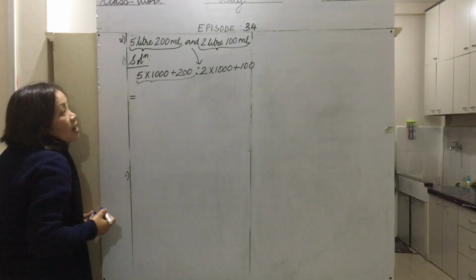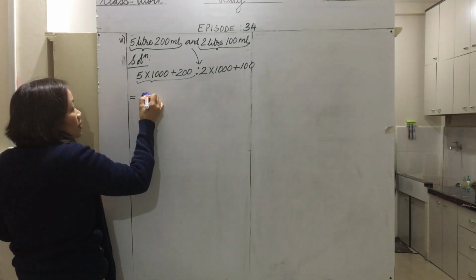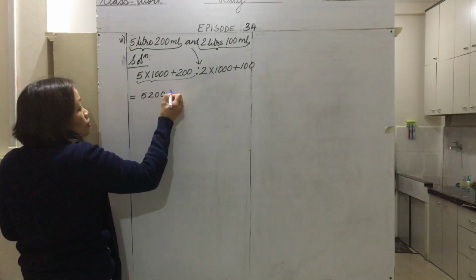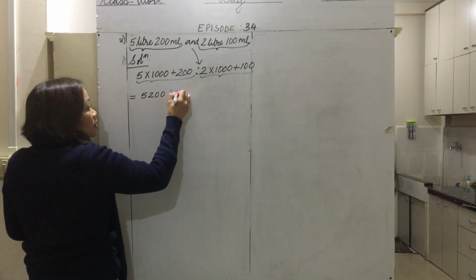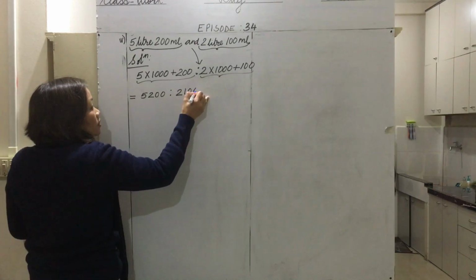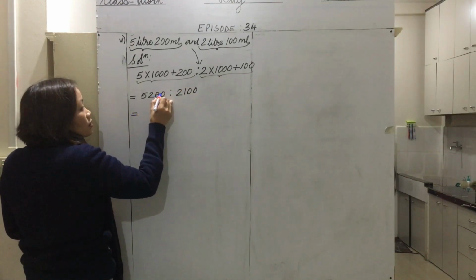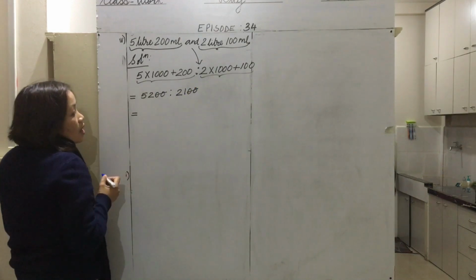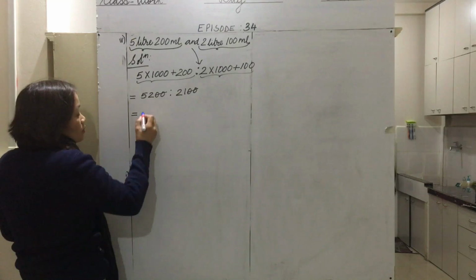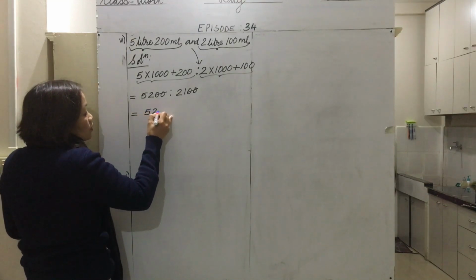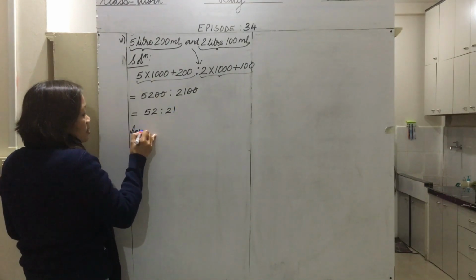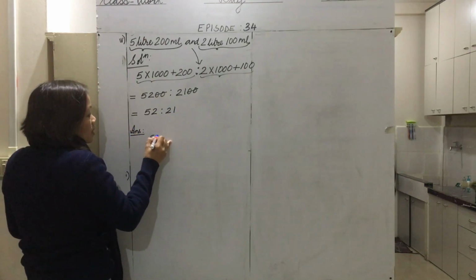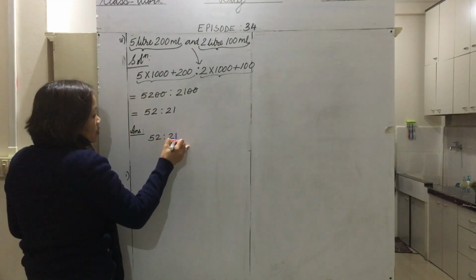We calculate 5200 is to, that's the second quantity, 2100. So 2100. Then we reduce 2 zeros, and no common factor for 52 and 21. So we write 52 is to 21. This is our answer. 52 is to 21. Right.